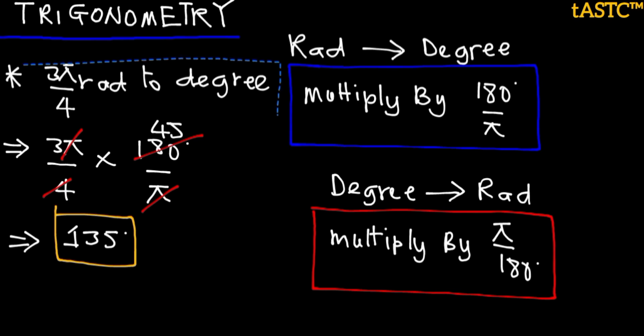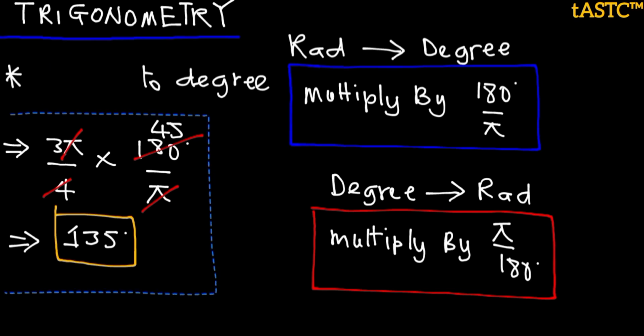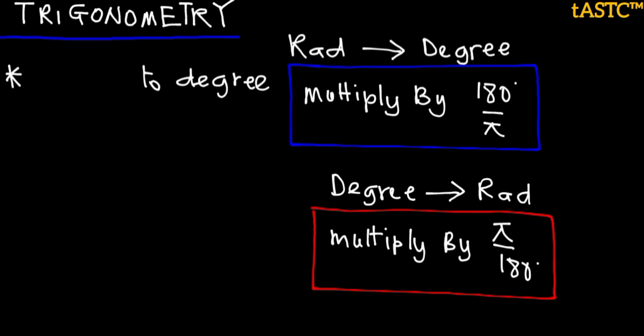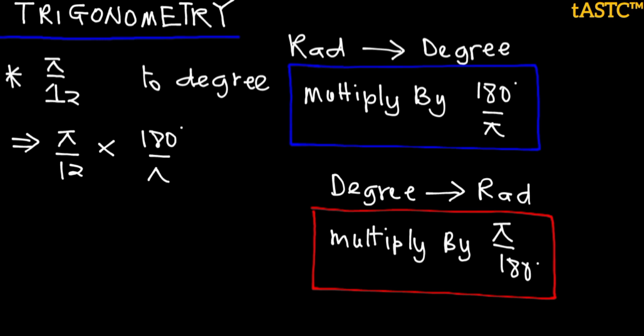Now let us try one more. If you have pi divided by 12, what is this going to be in degree? Feel free to try it out yourself by pausing the video and working it out. So we're going to have pi divided by 12. That will be multiplied by 180 divided by pi.